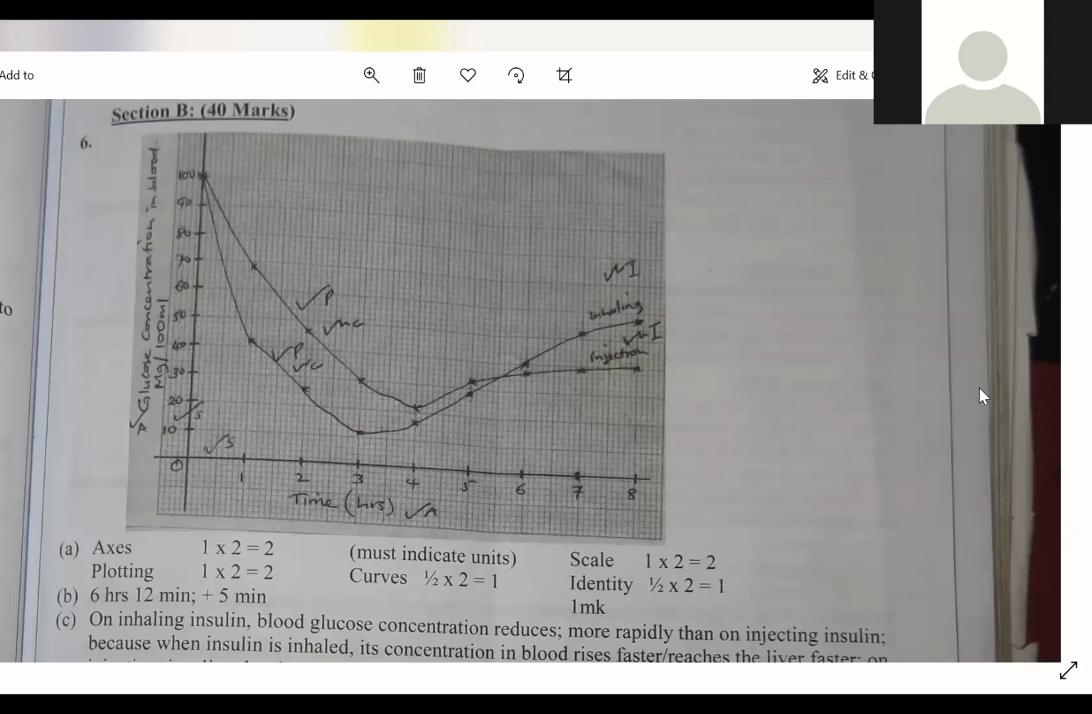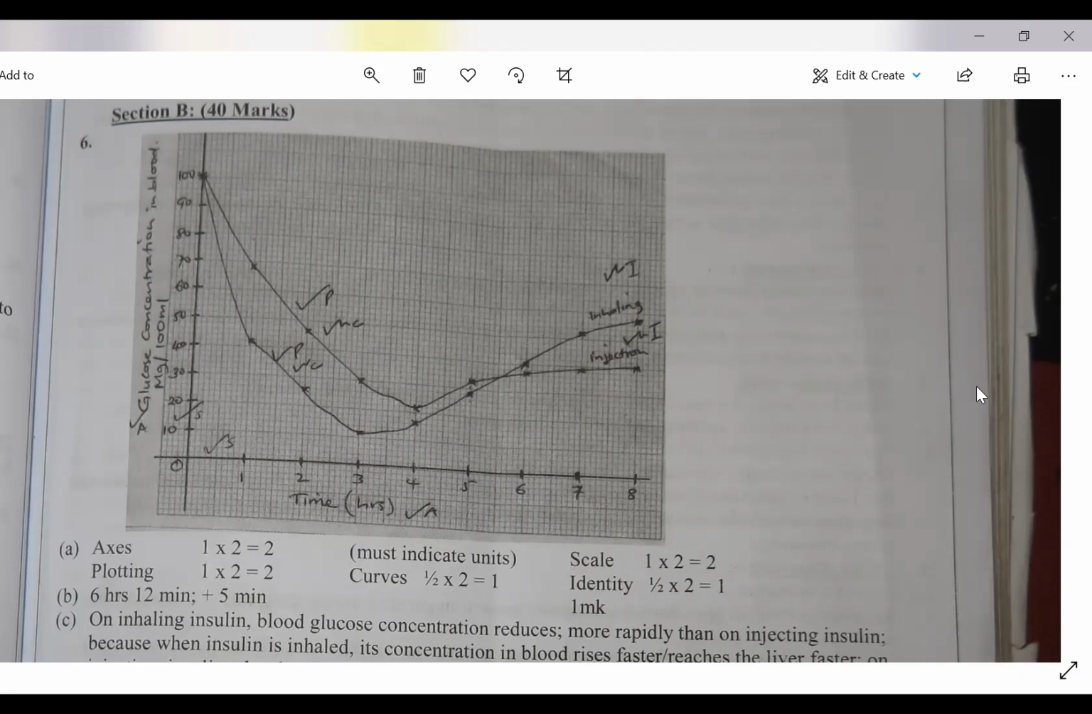Then let us look at the plotting. Everybody knows plotting. You must check the value on your horizontal scale and the value on your vertical scale, and where they meet, that is the point where you place a mark. And we talk of a dot and an X. When you plot the whole of that curve well, you get 1 mark. If there are 2 curves, you plot another one well, you get another mark. How many marks? 2 marks.